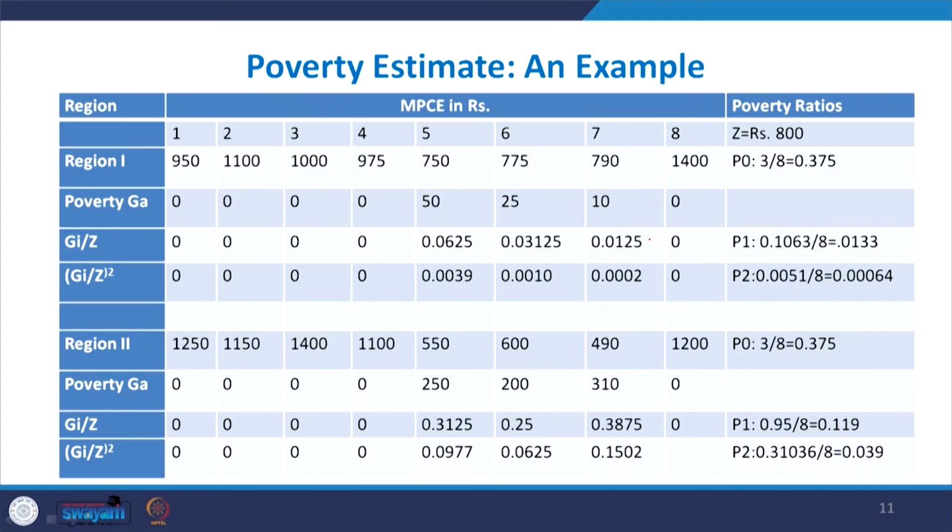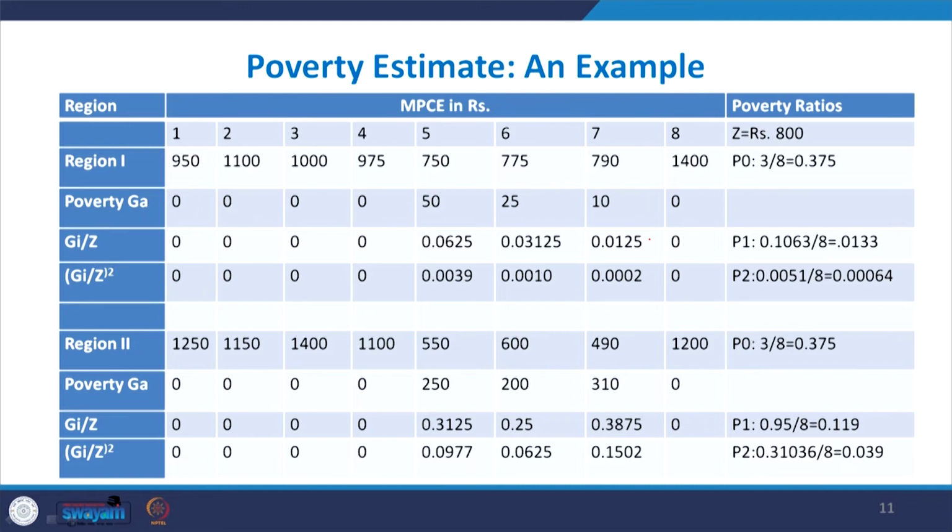So, now you can see the difference. Although the head count ratio in both the regions is the same, the poverty gap ratio is different. The poverty gap ratio in region second is higher than region first, and therefore, this provides an important implication for the policy, that more efforts are required to reduce the poverty gap in region second as compared to region first.